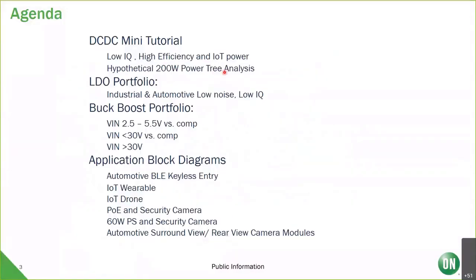Okay, so I'm going to start off with a mini DC to DC tutorial. Then I'm going to talk about our LDO portfolio. Then I'm going to talk about our bucks and boosts, which is the DC converters, starting with the lower input, 2.5 to 5.5 volt. Then the higher input up to 30 volt inputs, and then I'll close it with our bucks and boosts that are above 30 volt voltage input.